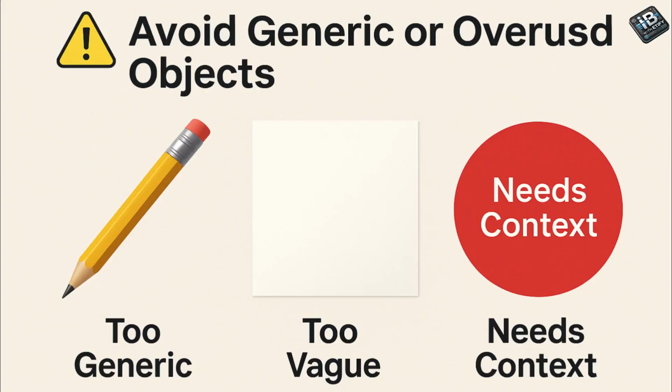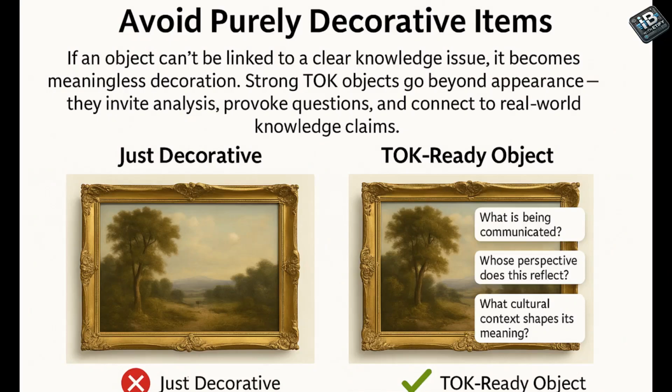An object is weak if it's too generic. Something like a pencil used for a question about creativity. It's too abstract and doesn't lead anywhere. Similarly, using a blank sheet of paper to represent imagination might be symbolic, but it lacks depth or real-world context.